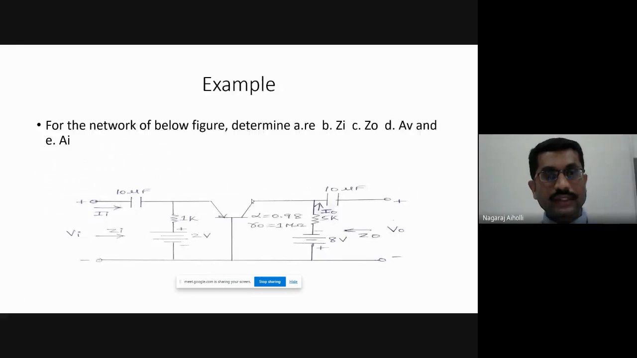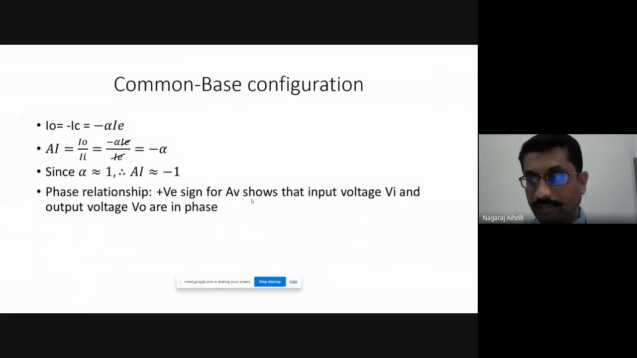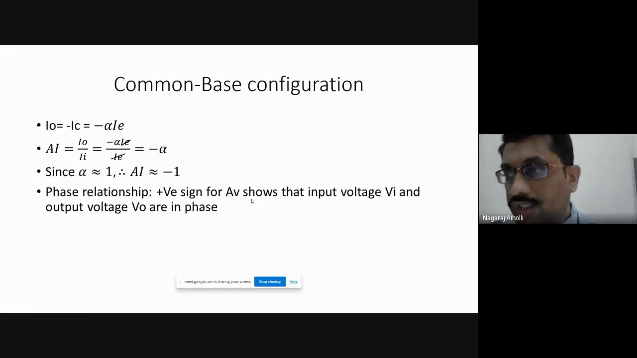Is it clear, yes, students? This one is clear. Common base configuration. Is it understood here? Common base configuration.